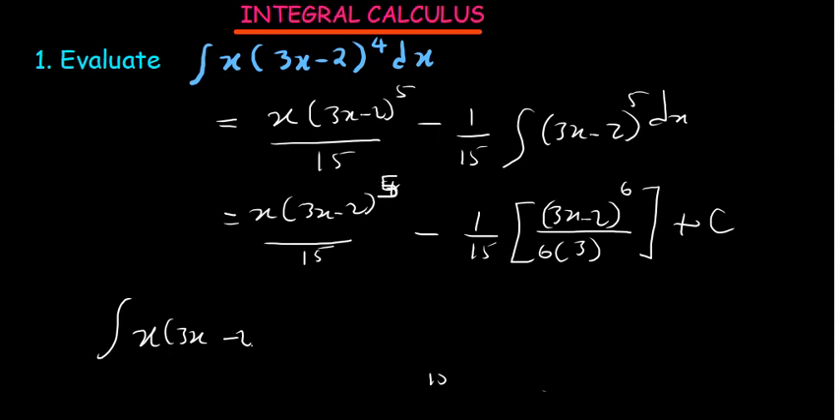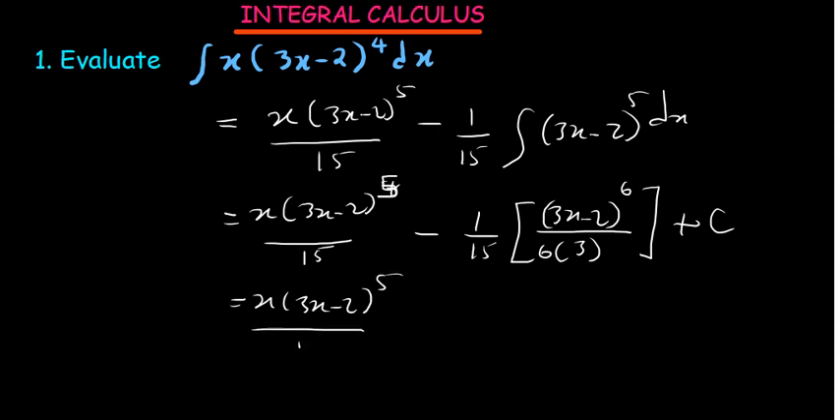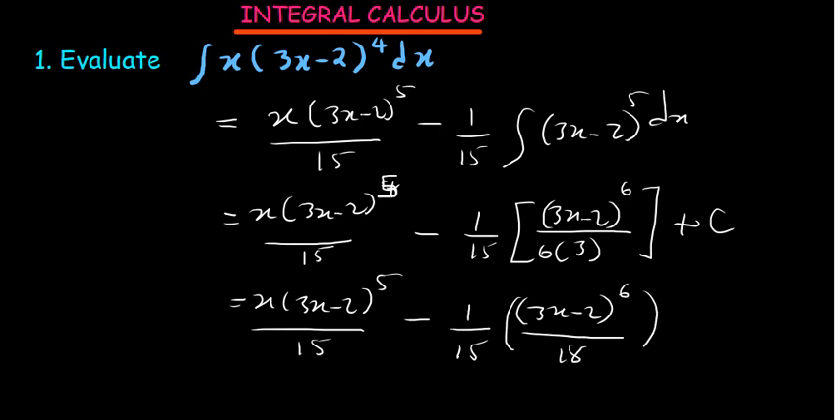Now just get to simplify it further. And that is x(3x - 2)^5 divided by 15, minus 1/15, and then we have got (3x - 2) raised to the power 6 over 6 times 3, that is 18, plus a constant c. So we can see something that is common here. (3x - 2)^5 is common also here, and 15 in the denominator is also common there, so I'm going to factorize out those which are common.